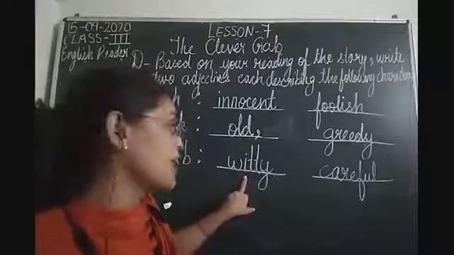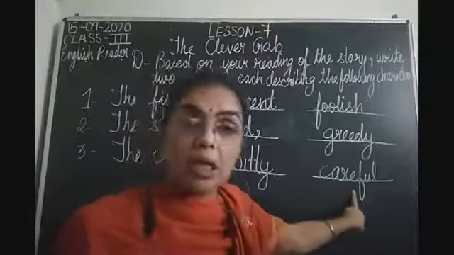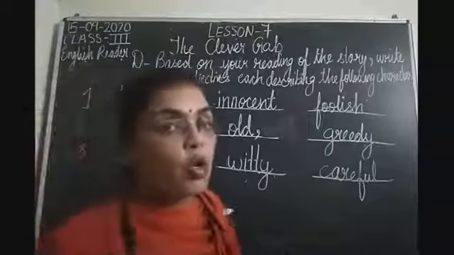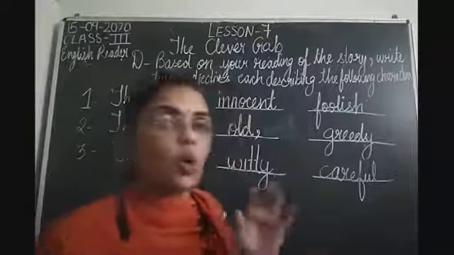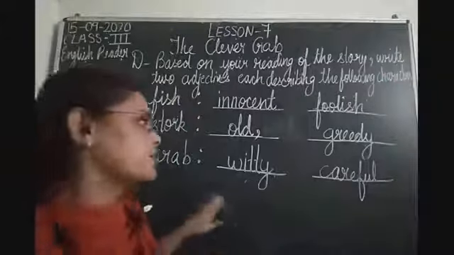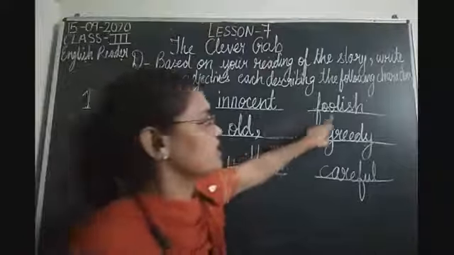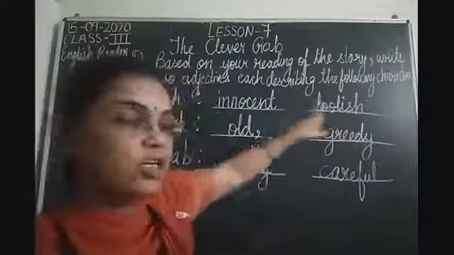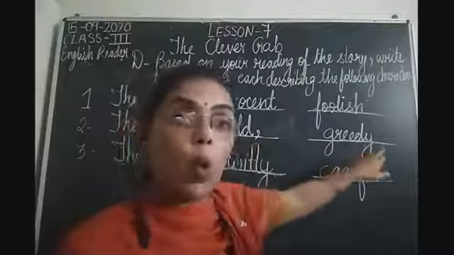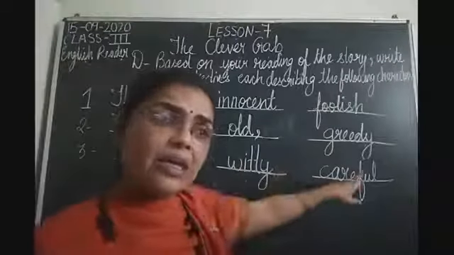Witty का मतलब क्या बेटा? Clever. And besides being witty, he was very careful, alert था. When he saw the bones, he immediately came to know that the stork had eaten all the fish. So he dug his pincers into the stork's neck and killed the stork. So beta, fish के लिए कौन से दो adjectives हैं? Innocent and foolish. ये words किसको describe करते हैं? Fish को. Stork को कौन से दो words describe करते हैं? Old and greedy. And crab को witty and careful.